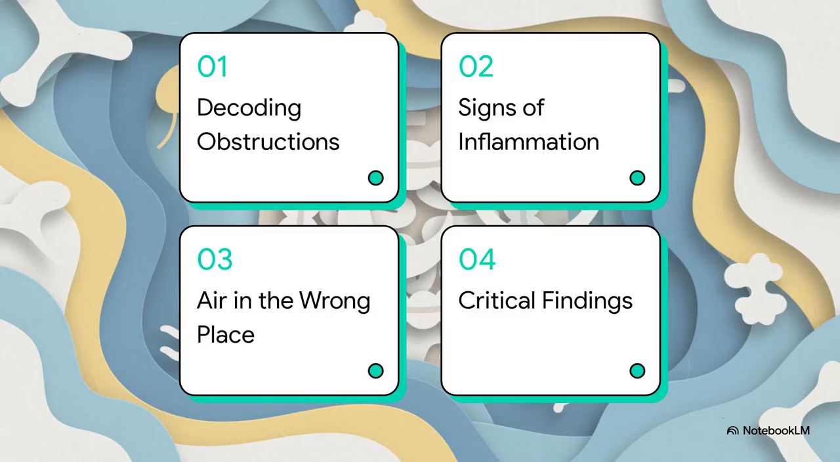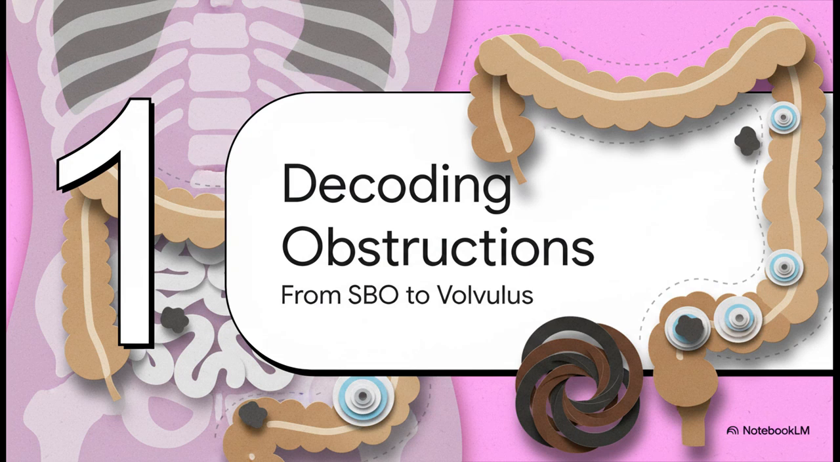So here's our plan for today. We'll start with obstructions, then we'll move on to signs of inflammation, talk about the dangers of seeing air where it shouldn't be, and finally, we'll cover some very critical signs that you must know. All right, let's begin. Section 1, obstructions. This is really your bread and butter in acute medicine and surgery, so let's learn how to confidently tell them apart on a simple x-ray.